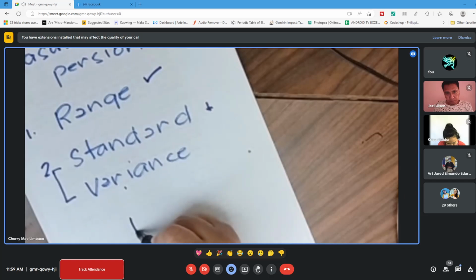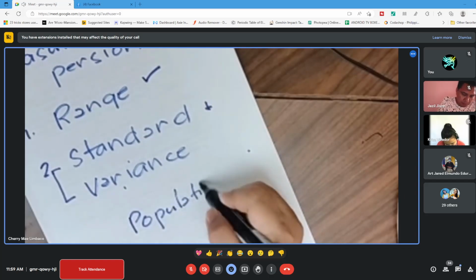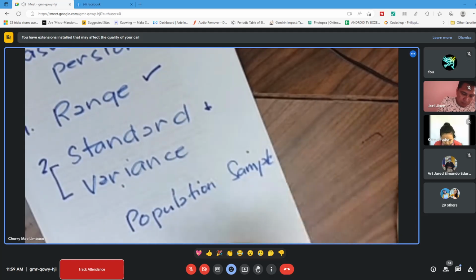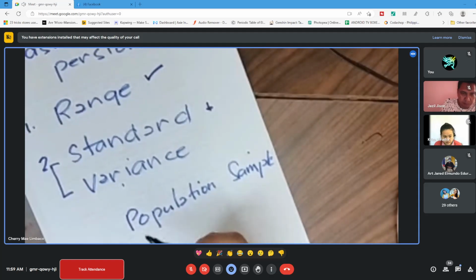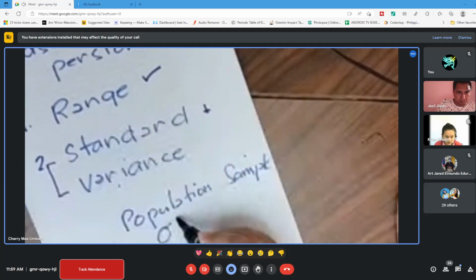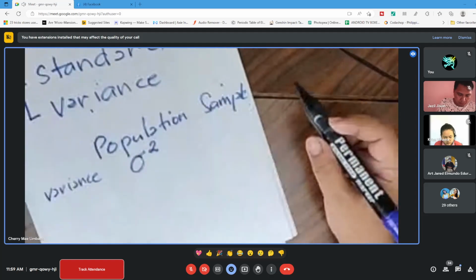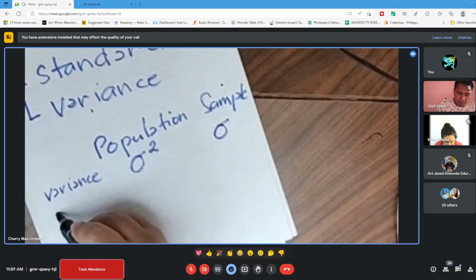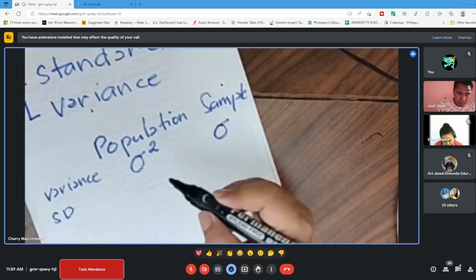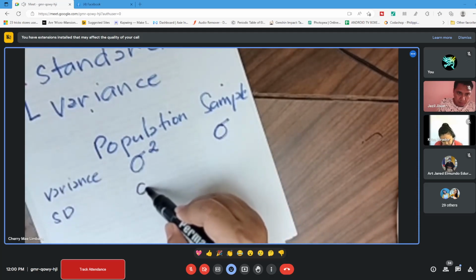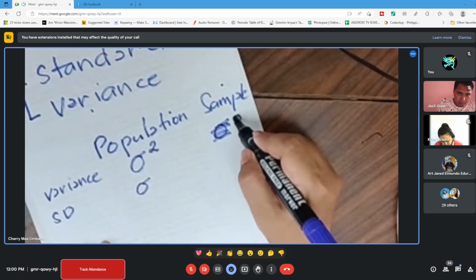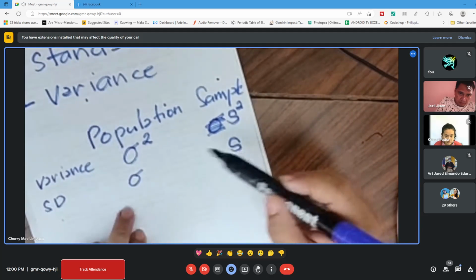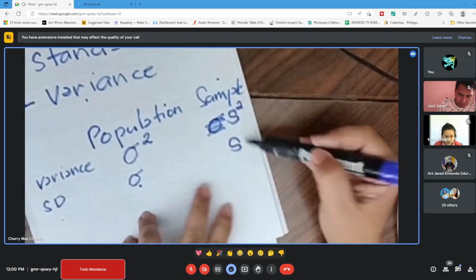There are two things we consider: population, which means everyone, and sample. For population and variance, the sign is sigma squared. That's the sign for population variance. If it is for sample, it is just S squared. If we refer to SD or standard deviation, for population we use the sign sigma. So the standard deviation sign is sigma for population, and letter S for sample.